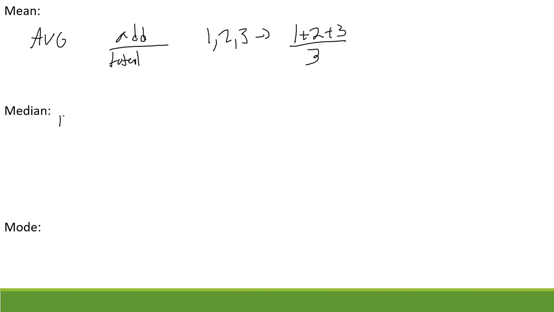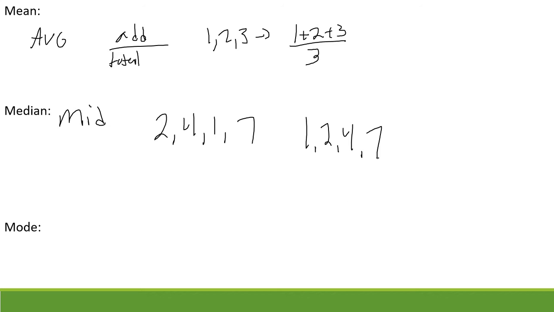The median is the middle number. That is the middle value of your data set. So if I have the numbers 2, 4, 1, and 7, and I want to find the median, the first thing I have to do is put them in order. So 1, 2, 4, 7, and then you find the middle. You cross this one off, cross this one off. If you have two numbers in the middle, you add them together and divide by 2. So in this case, you get a median of 3.